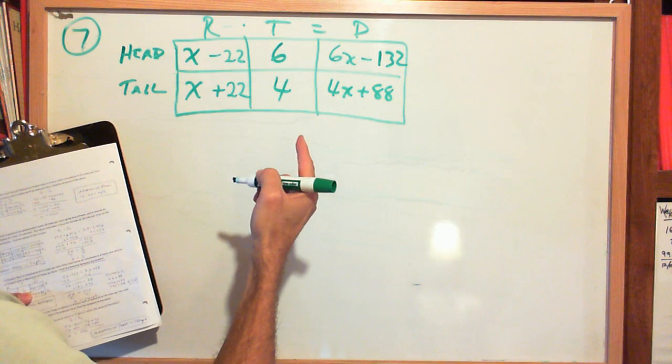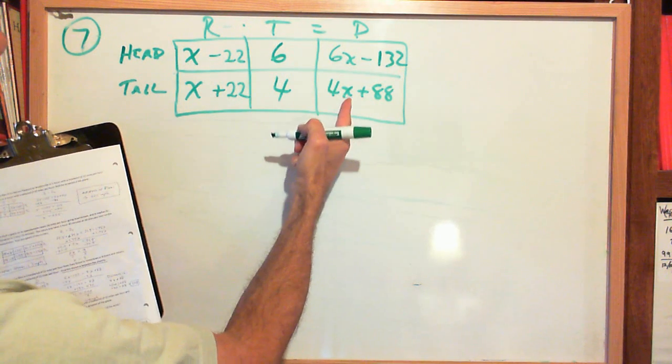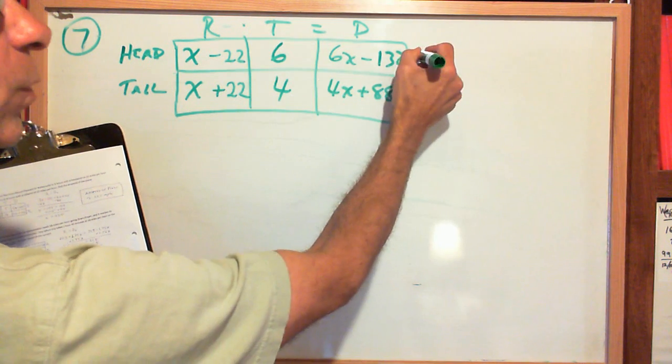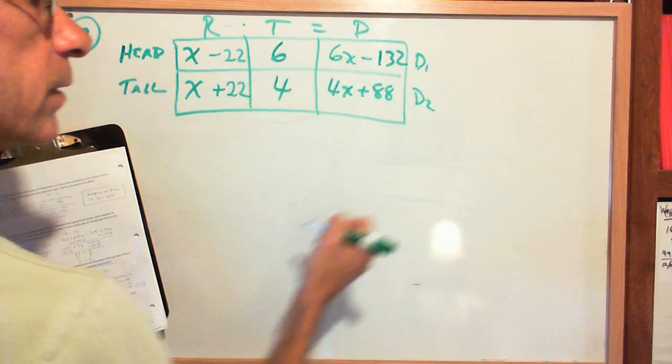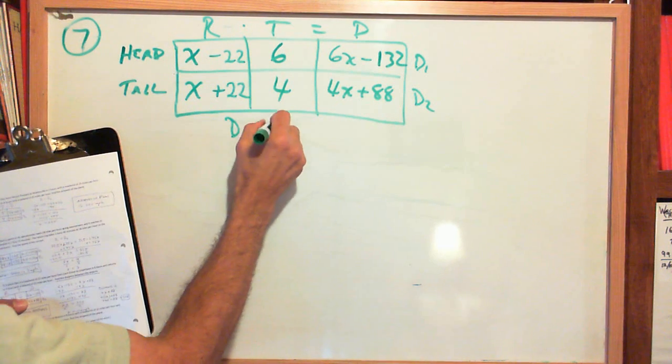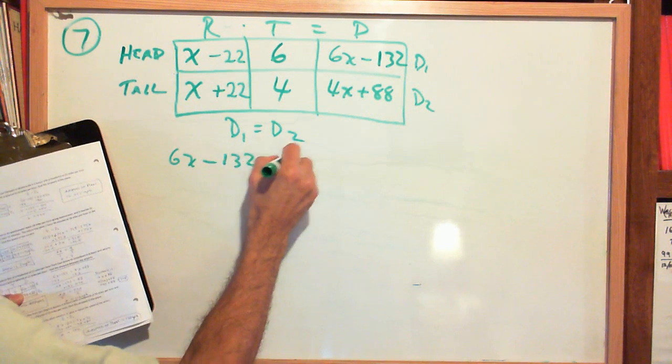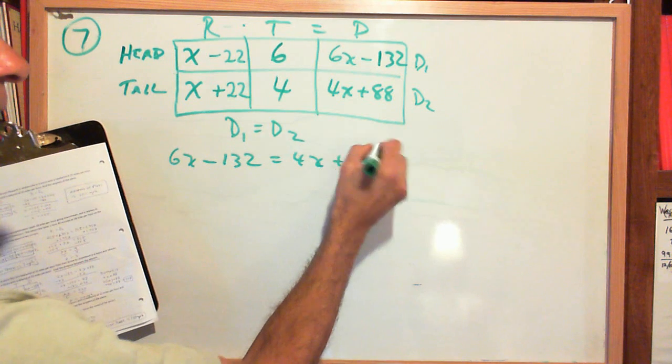Alright. So the problem is there's an unknown. I need to know the distance, but I don't know what it is. But there is a way to find out. I set d1 equal to d2. And this one I'm going to do: 6x minus 132 equals 4x plus 88.